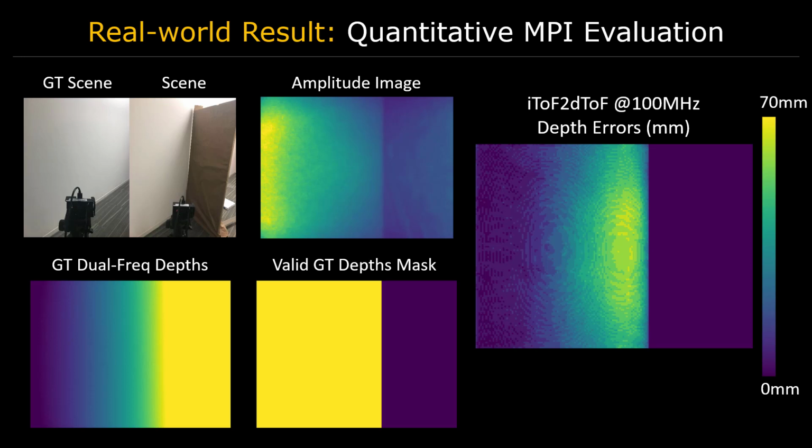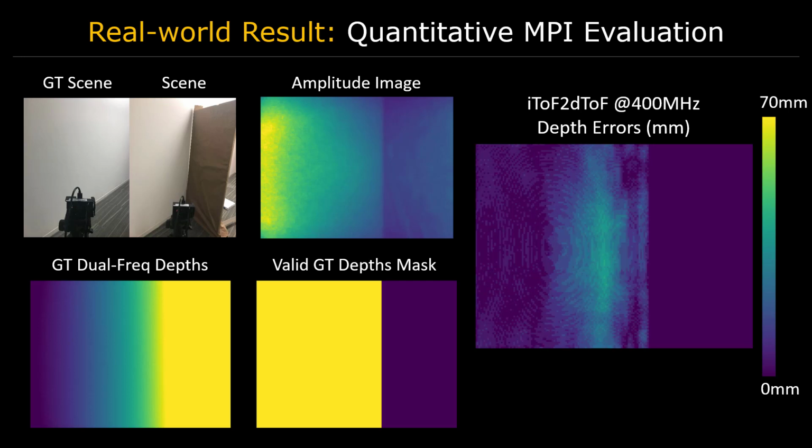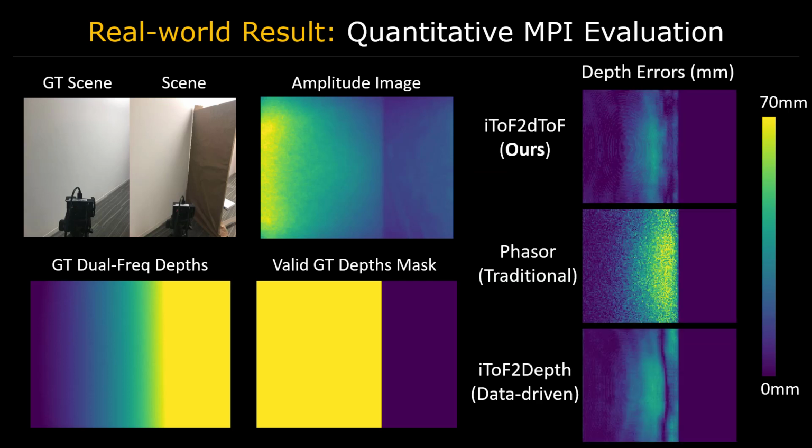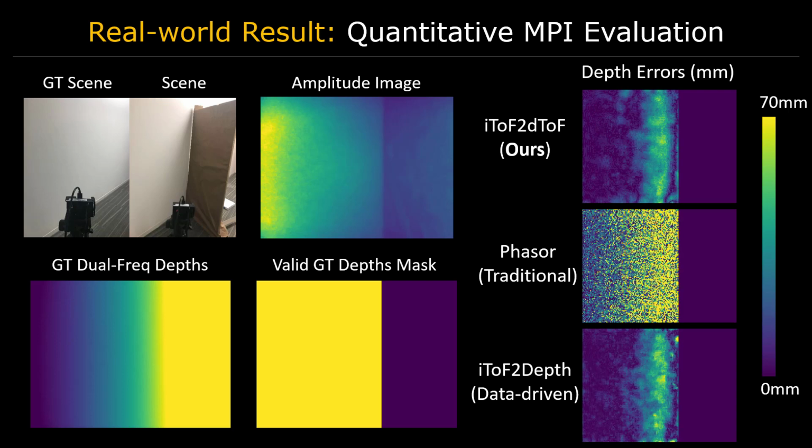An iToF2dToF model that only estimates a transient image with a bandwidth of 100 MHz experiences significant depth errors due to MPI. However, as we train models with a larger bandwidth, the MPI errors reduce substantially. Like recent data-driven models, iToF2dToF provides significant MPI error reduction over traditional methods and can outperform a data-driven model trained to directly predict depths, even at extremely low SNR. We note that the phasor baseline shown here does not perform any denoising and is shown for illustrative purposes only.